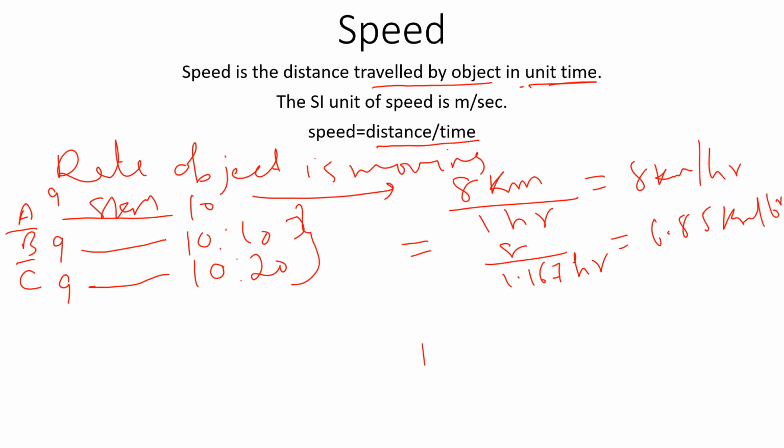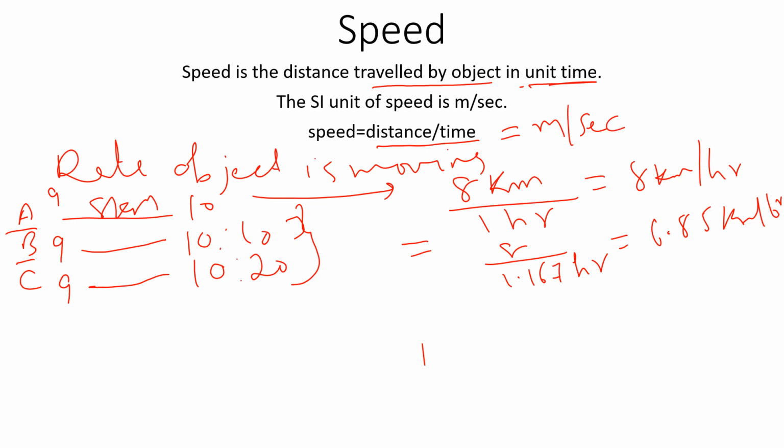For the third one, we find it the same way. So this is the speed. The formula for calculating speed is equal to distance by time. So speed is the rate at which an object is moving, and the SI unit for speed is meter per second.